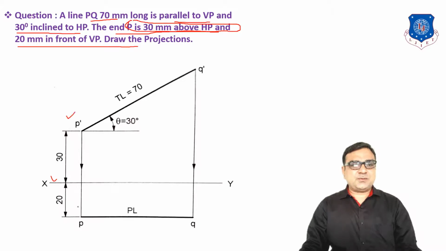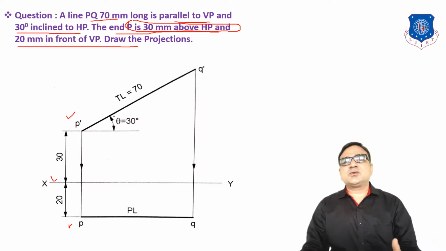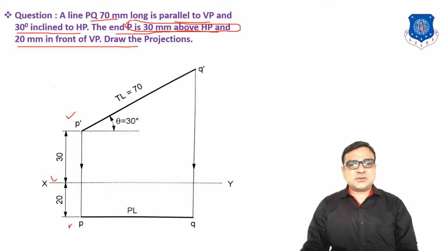First you have to draw P dash and P, the front and top views, 30 mm above and 20 mm in front. Then our line is inclined to HP and parallel to VP, so the front view will always be true length because the line is parallel to VP. So draw a line from P dash, 70 mm long, and locate Q dash. The line should be inclined 30 degrees to the horizontal line. Now after knowing Q dash, which is the front view of Q, draw one vertical line, and from P draw a horizontal line. The intersection point is Q because our line is parallel to the vertical plane.